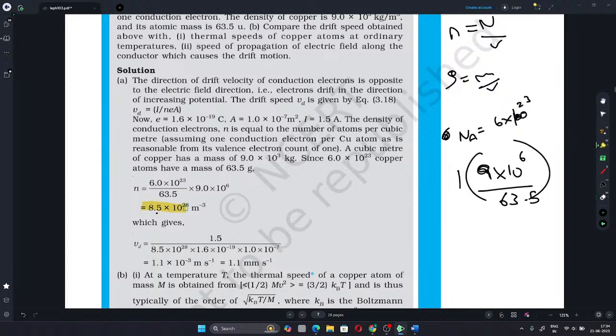We get the total amount of electrons per meter cube. Since we took the density, this will have an SI unit of kg per meter cube. So it will leave this many electrons per meter cube.